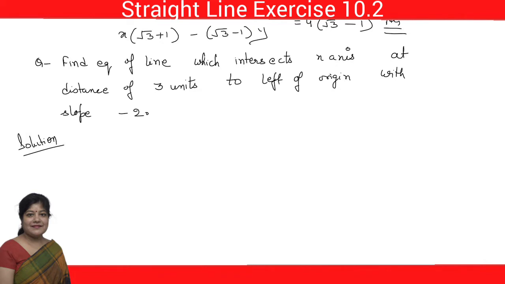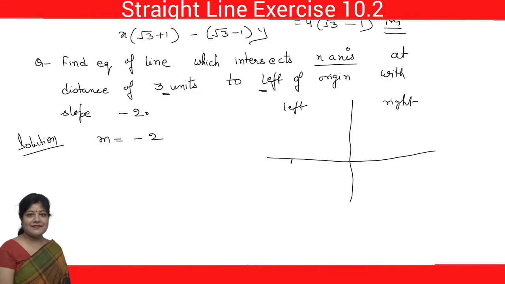Ma'am, the formula, the last formula we use. This is not the answer. Slope is -2. Yes, ma'am. Intersect x-axis at 3 to the left. If I draw it on the quadrant, so left is here and right is here. So 3 units, that means here -1, -2, -3. From this the line goes. Understood?